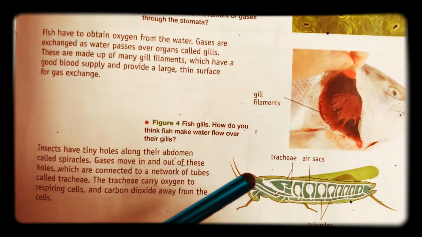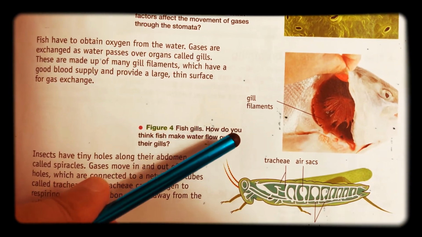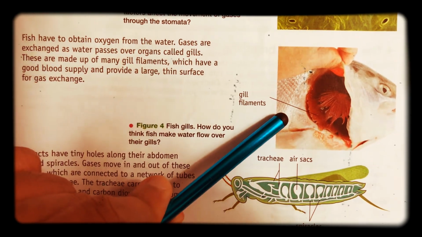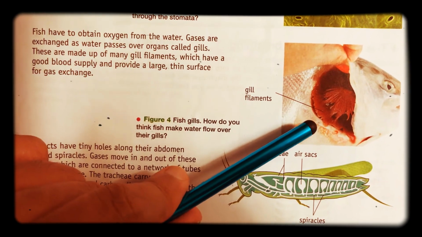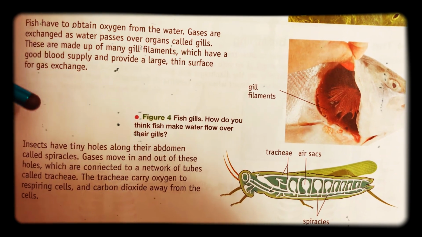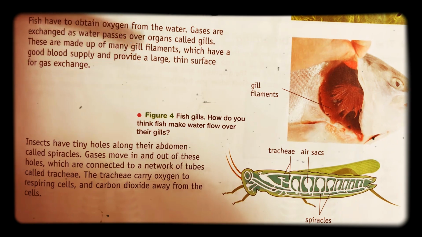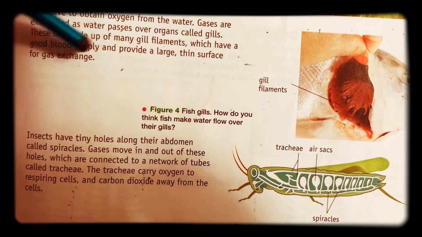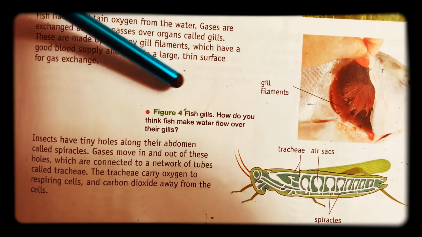And fish have to obtain oxygen from the water. Gases are exchanged as water passes over organs called gills. I remember I showed you pictures of fish when I was teaching you. They're made of gill filaments, which have a good blood supply and a large, thin surface for gas exchange. Great for diffusion, great for gas exchange.